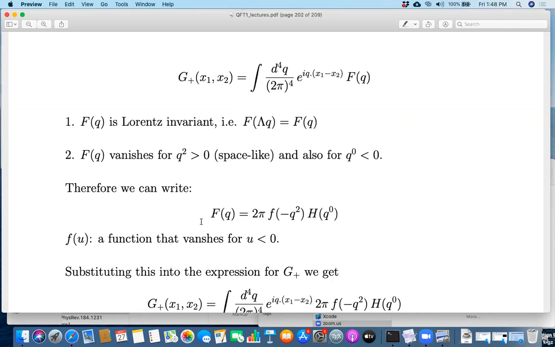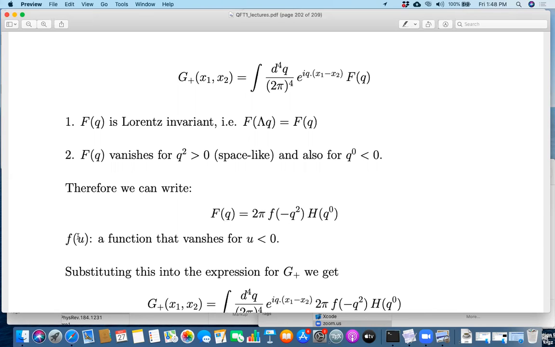So this is the most general form of this function f of q that you can write down based on these two properties that we found here. This small f is a new function of one variable only. See, capital F was a function of 4 variables. But now by using these properties, you have made it into a function of one variable.